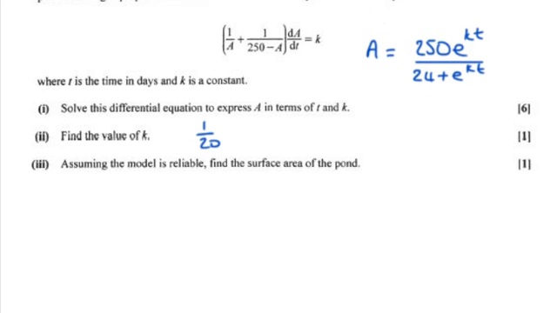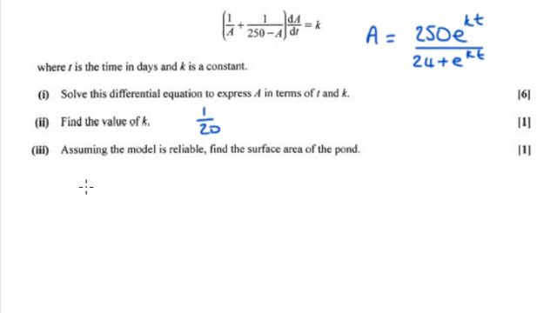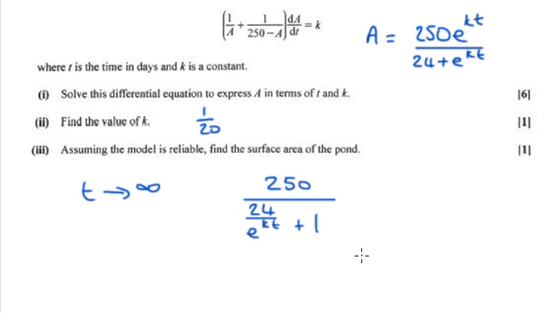So there's a couple of ways that you can do this. The main way is to think about what happens as T gets bigger, as T tends to infinity. Now if we try and think about that as the equation looks, we're going to struggle. But if we divide the top and the bottom of the fraction by e to the kt, what we want will come out.